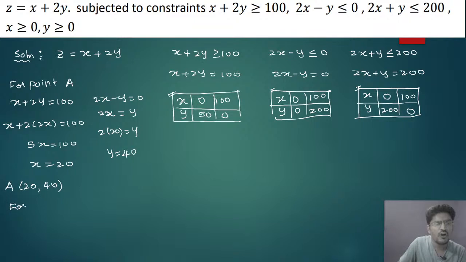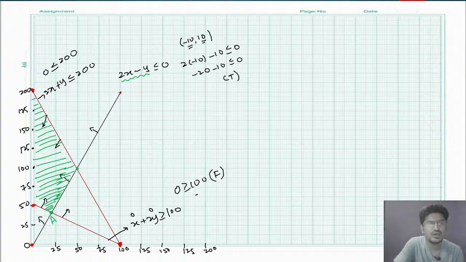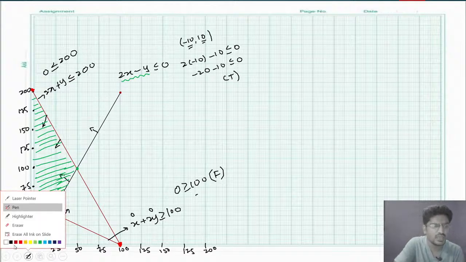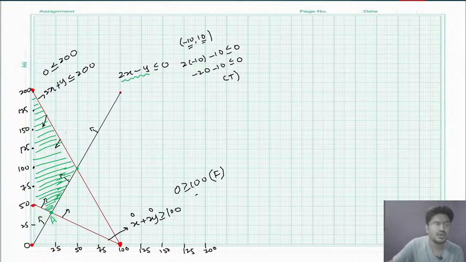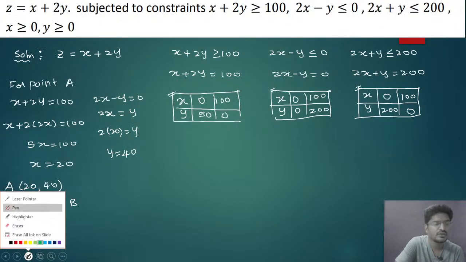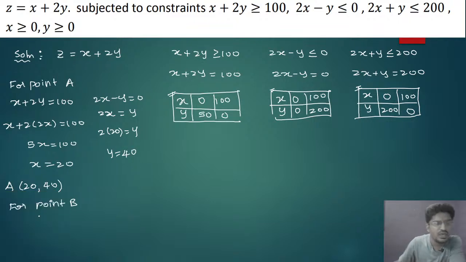Now solve for point B. So see, point B is on two lines. This is point B here. Again you have to solve 2x minus y less than or equal to 0, and another is 2x plus y less than or equal to 200. Okay, so let us solve that. One is 2x minus y equals 0. Another equation is 2x plus y equals 200.